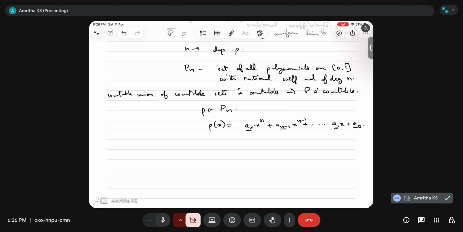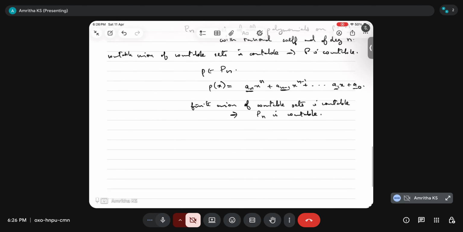So then that means here there are countably many possibilities, here there are countably many possibilities, and so on, right? That means there are n plus 1 countably many possibilities. So that means a finite union of countable sets is countable. So this implies that Pn is countable. Okay, so please write them down and try to understand.